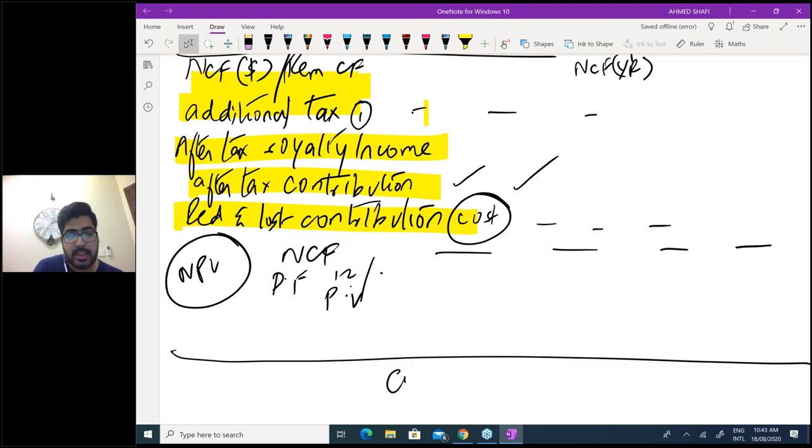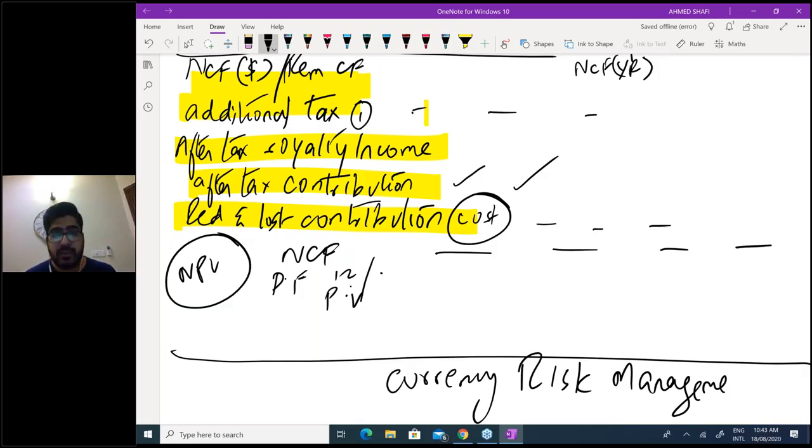Our today's agenda is to deal with currency risk management. Just 2 minutes. If you have any questions with respect to these four things, you can ask, and then we will move on.